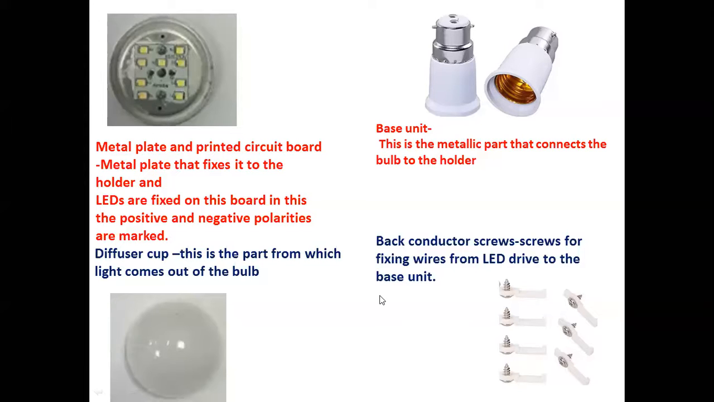The base plate is a metal plate that fixes the bulb to the holder. Printed circuit board: LEDs are fixed on this board. On it, the positive and negative polarities are marked. And another part is a base unit, E22.